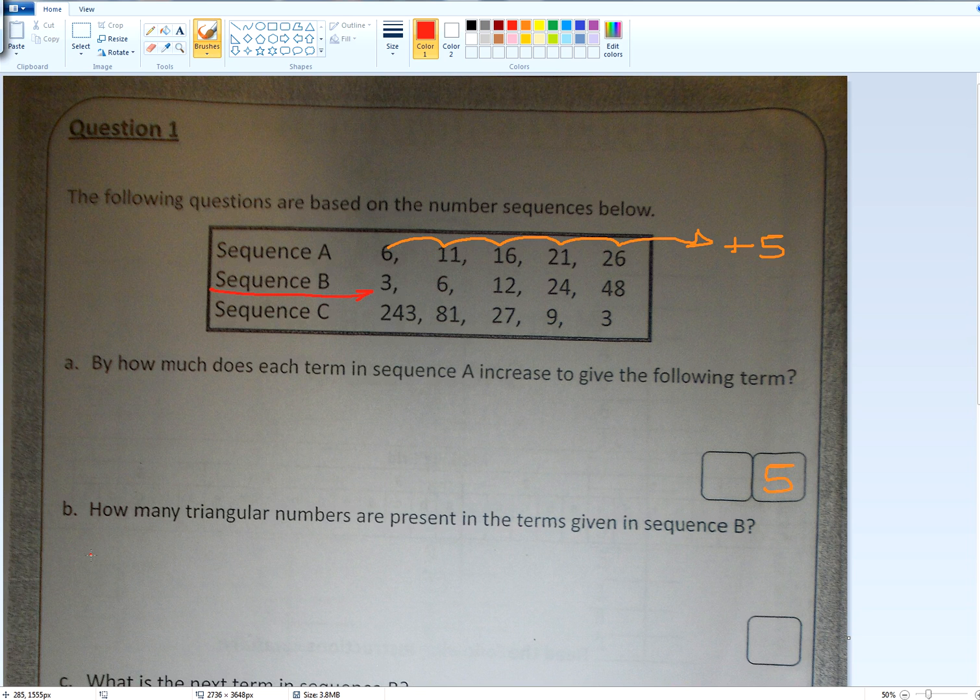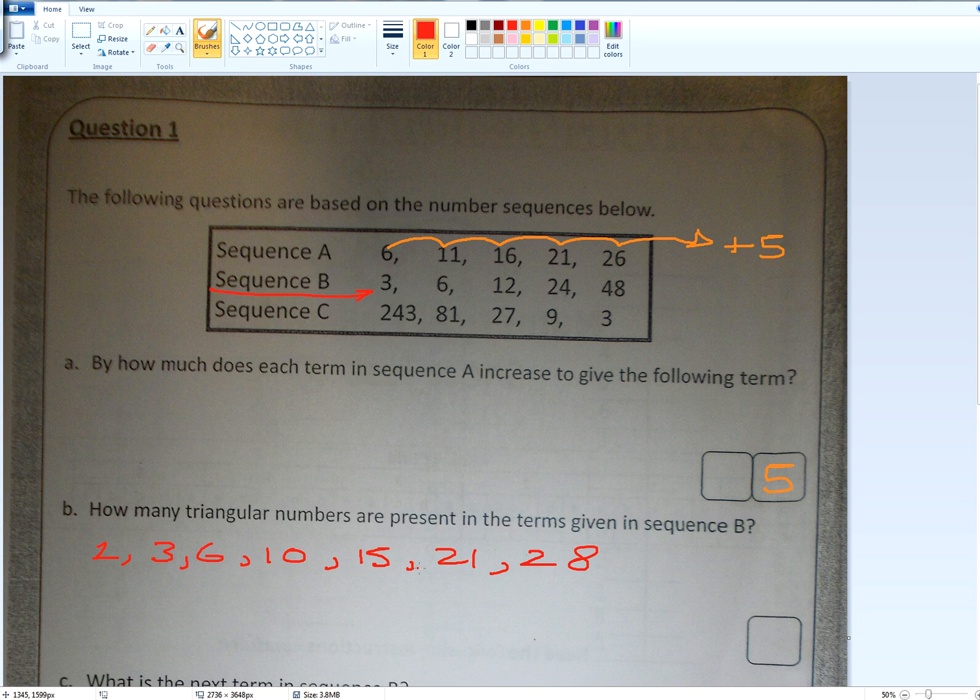Now, triangle numbers. Can someone tell me what the triangle numbers are first? The first triangle number is 1, then 3, then 6, then 10, then 15, then 21, and after 21 is 28. So we're adding 2, then 3, 4, 5, 6, 7.